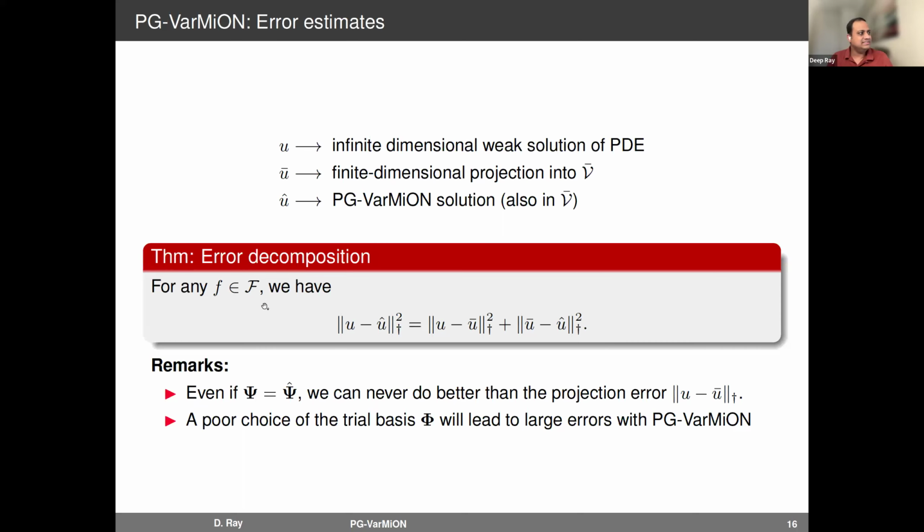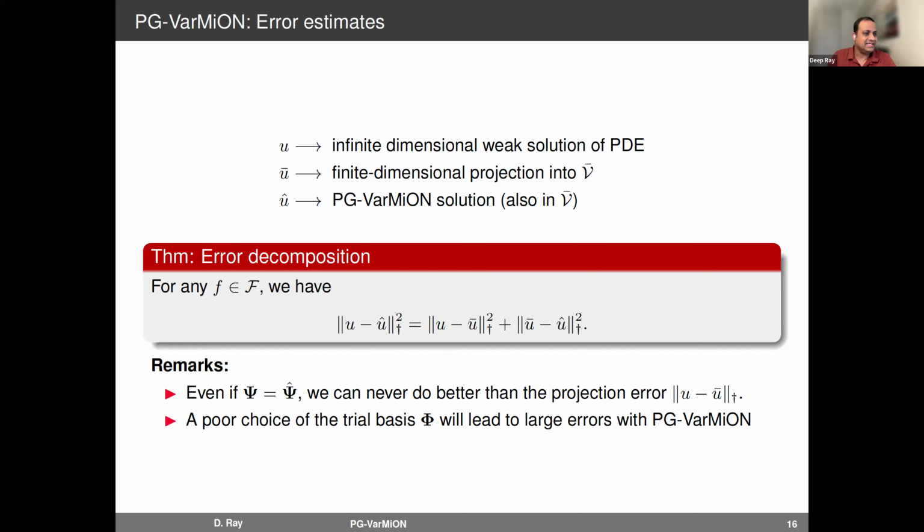Then something that you can show very easily is, for any F, in fact, not just for any F, any G, you can show that the squared error in the dagger norm of U and U hat, which is the PG-VarMiON solution, the true infinite dimensional solution, can be exactly decomposed as the error between U and the projected solution, and the error between the projected solution and the PG-VarMiON solution, right? So we have this very nice decomposition.